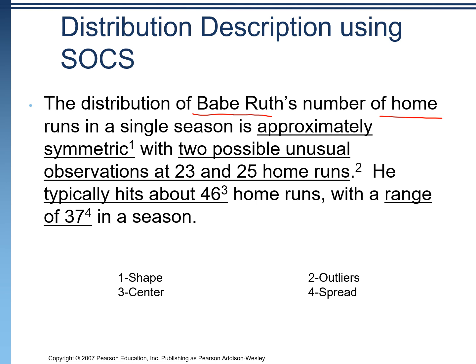So we would say something like, the distribution of Babe Ruth's number of home runs in a single season is approximately symmetric with two possible unusual observations at 23 and 25 home runs. He typically hits, that's the center, about 46 home runs with a range of 37 in a season.